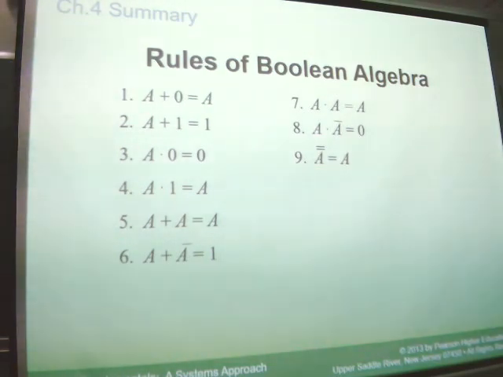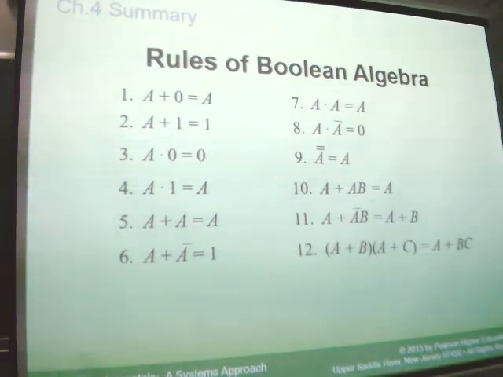We should know that A plus A bar equals 1, A and A bar equals 0, A double bar equals A, and then A plus AB equals A, A plus A bar B equals A plus B, (A plus B) and (A plus C) equals A plus BC, or A plus BC equals (A plus B) and (A plus C). We can exchange their positions.